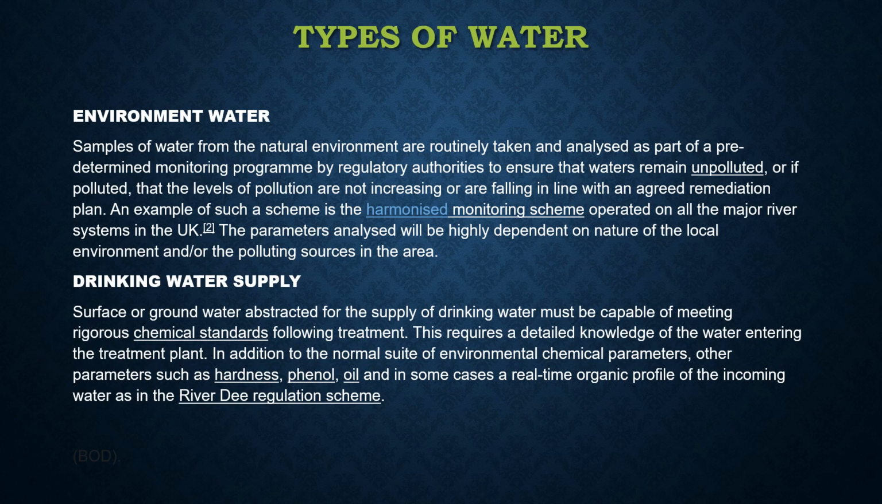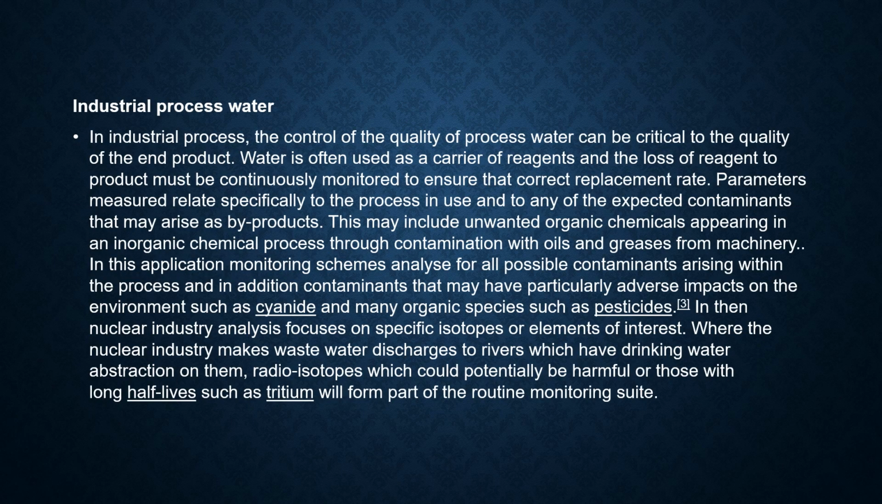The next one is drinking water supply. Surface or groundwater abstracted for the supply of drinking water must be capable of meeting rigorous chemical standards following treatment. This requires a detailed knowledge of the water entering the treatment plant, in addition to the normal environmental chemical parameters. Other parameters such as hardness, phenol, oil, and in some cases a real-time organic profile of incoming water are measured, as in a river regulation scheme.